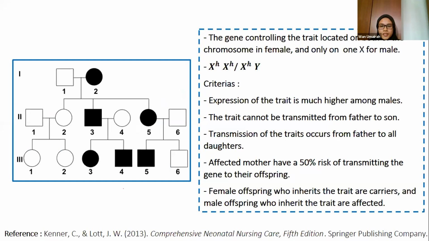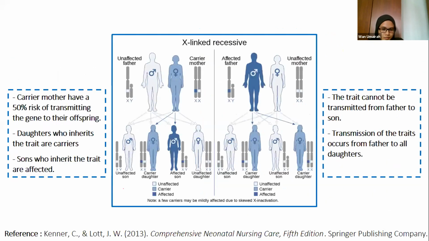For recessive pattern, the gene controlling the trait needs to be located on both of the X chromosomes in females and only on one X for males. A typical X recessive pattern meets the following criteria. First, the expression of the trait is much higher among males. This is because females need to have the gene on both X chromosomes, while a male, when he gets the recessive gene on his only X chromosome, will get the disease. And for the next criteria, again, I will explain using the next slide.